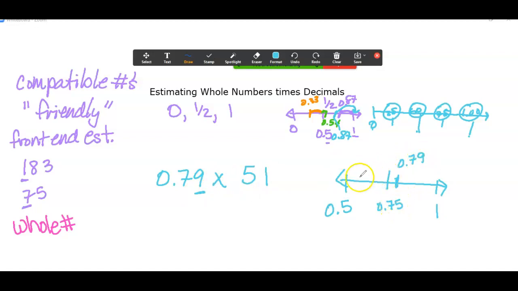So yes, it is close to 5/10, but it's actually a little bit closer to 1. So I'm going to call this 1. And then because the identity property of multiplication says any number times 1 is that number, I'm going to keep my 51. Because then that tells me that 1 times 51 is 51. So my estimate, my real answer, has to be close to 51.